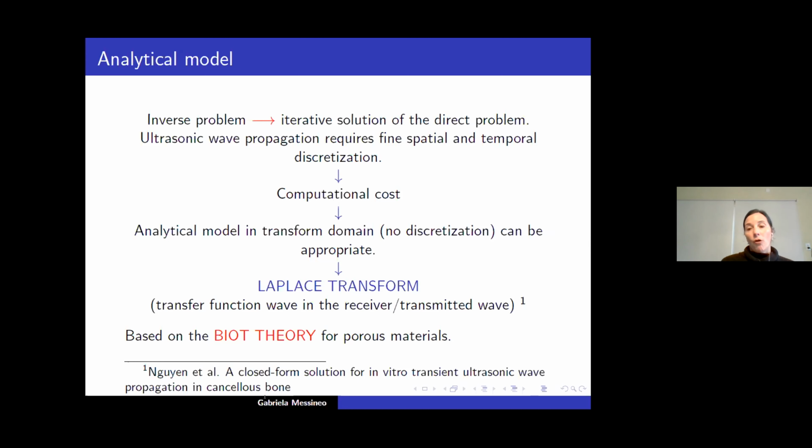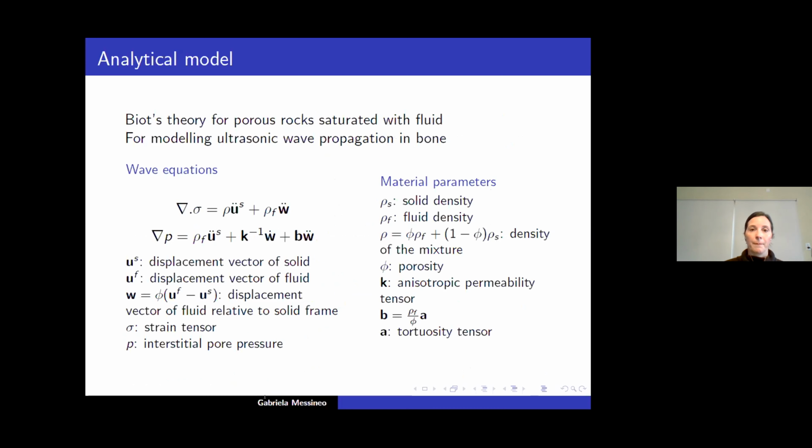Besides, with the idea of finding the relation between the waveform applied to the sample and the waveform recorded in the other extreme, that is a transfer function, an approach in the Laplace domain can be used. This task has been achieved by Guillem by finding a closed form solution to the equations stated by Biot in his theory for wave propagation in porous solids.